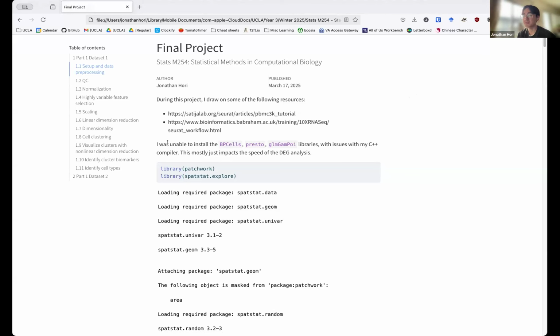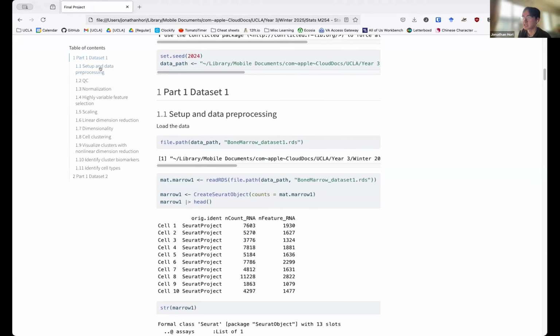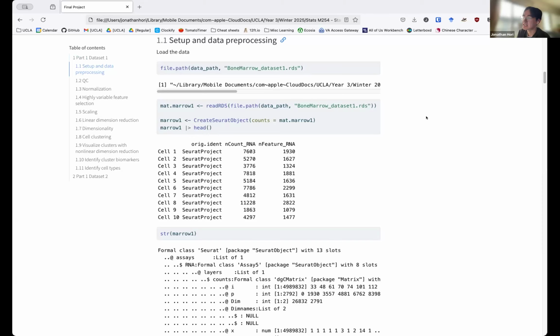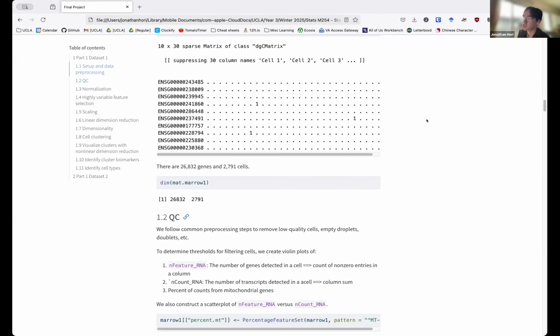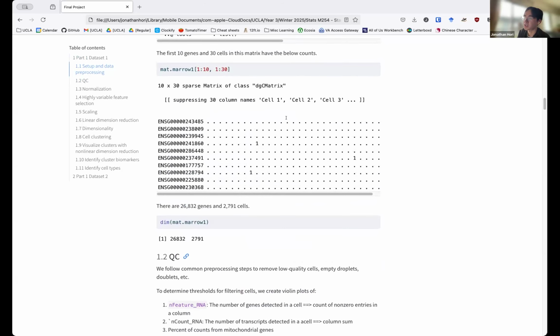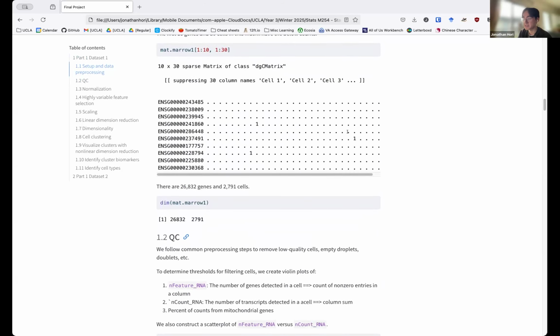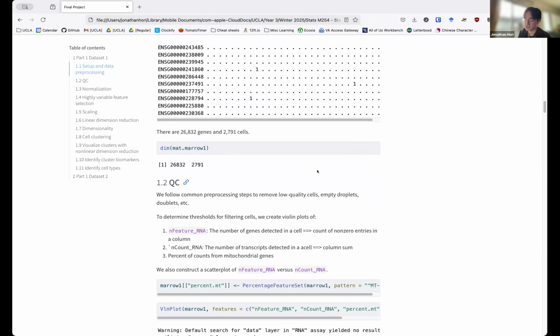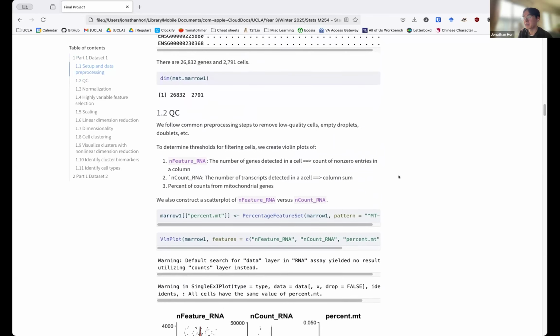Just as an upfront, I was unable to install some of the libraries that Seurat uses. I think I'm having some issues with my C++ compiler, but this only seems to really impact the speed of the differentially expressed gene analysis and doesn't really impact the rest of my results. So during data input, I don't do any filtering for sparse genes or sparse cells, and instead just use the default values there.